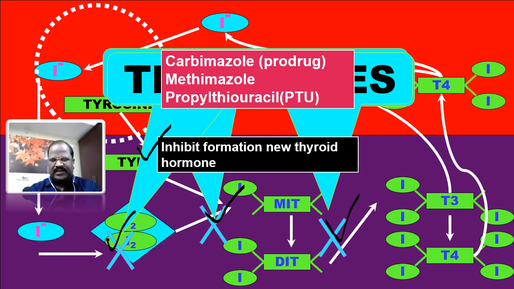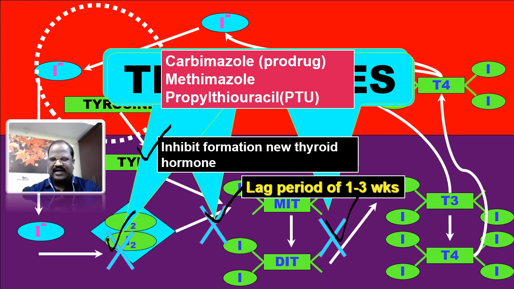But you should know the thyroid follicle has the capacity of storing thyroid hormone for 3 to 4 weeks. That means these drugs are inhibiting new hormone formation, but there is already some hormone in the follicle. So until it gets depleted, these drugs do not produce their clinical manifestation. That means these drugs need at least 3 to 4 weeks for the benefit to occur. There's a lag period of minimum 1 to 3 weeks, but usually it takes about 3 to 4 weeks for the benefit to occur.